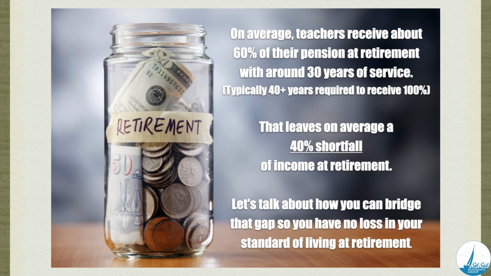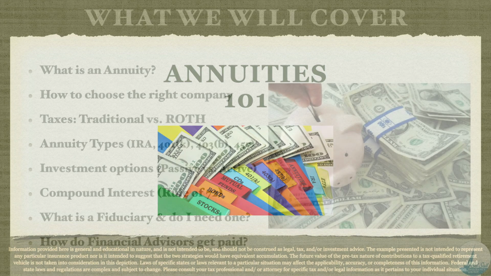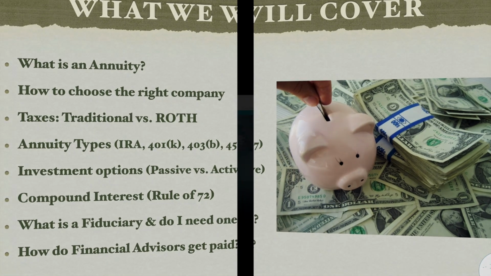I invite you to check out my presentation on annuities. This one gets way more into detail about what an annuity is, how to choose the right company, the different tax implications, annuity types, and your passive versus active investment options, as well as compound interest, what a fiduciary is, and how financial advisors get paid.